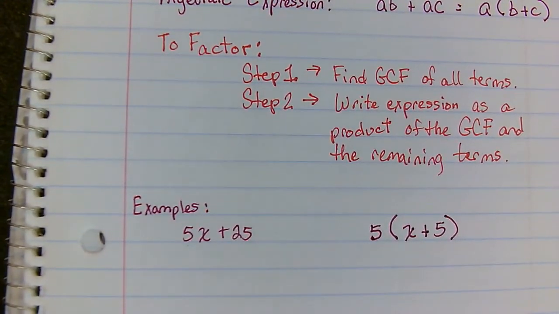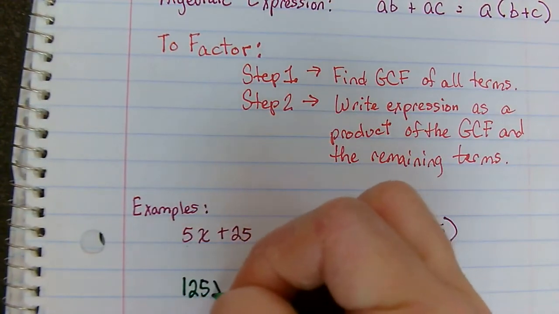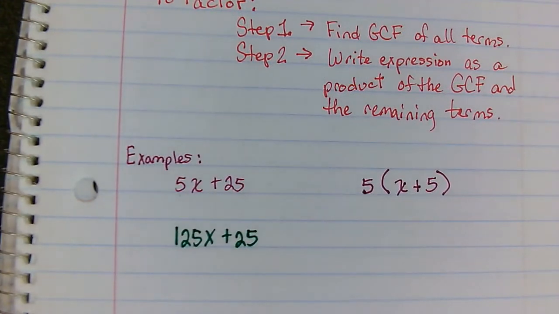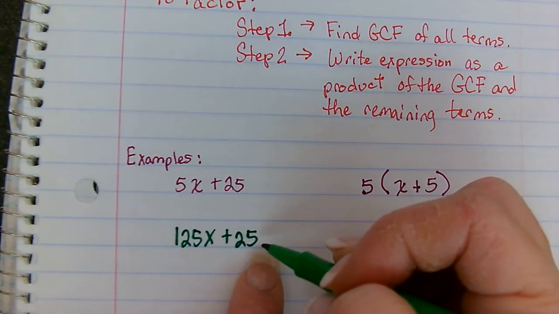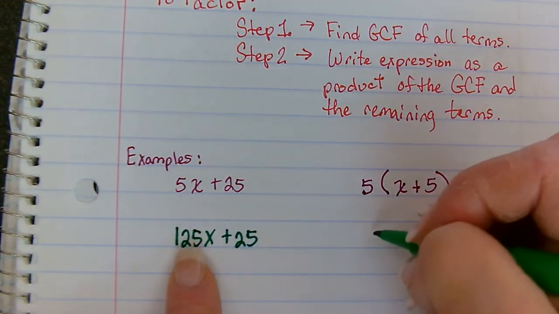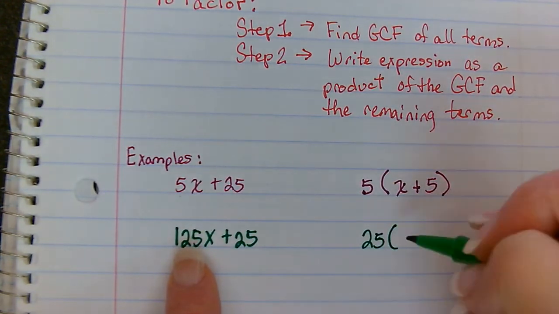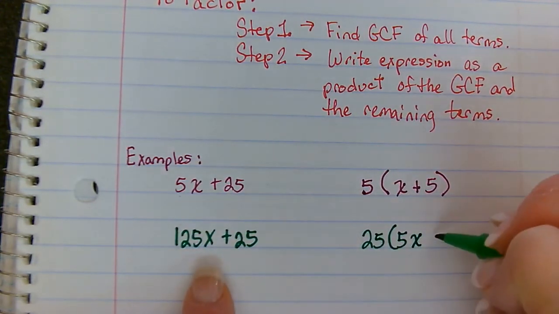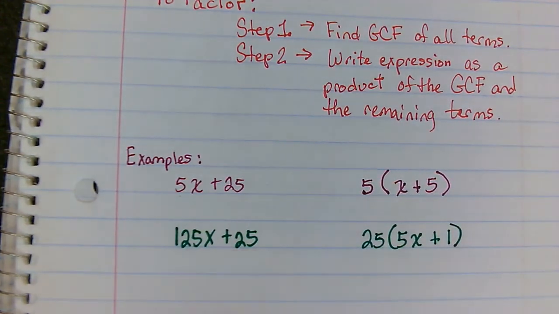Let's look at another example. How about 125x plus 25? I'll look at this from a quarters aspect. It's easier for me that way. So 25 goes into 125 and into 25, right? 125 divide 25, one factor 25 out, leaves me with 5x, because 125 divide 25 is 5. Bring down my plus sign. 25 divide 25 leaves me with 1. Okay? Let's look at a different one.